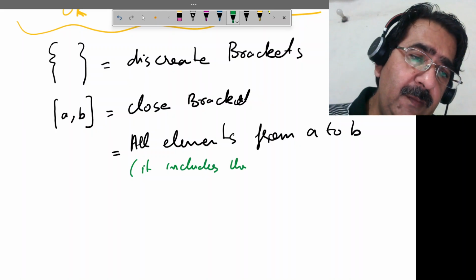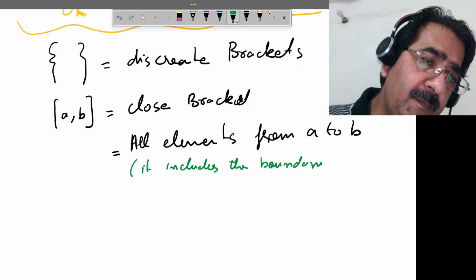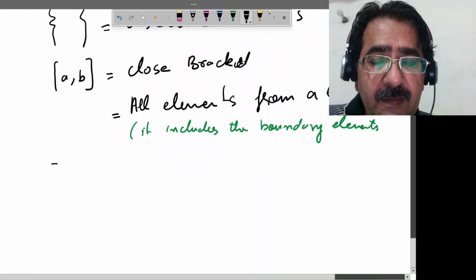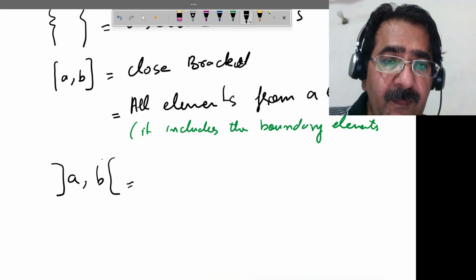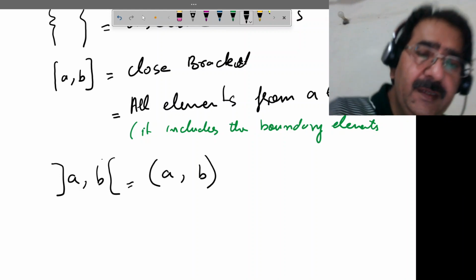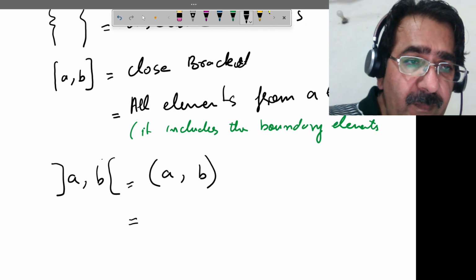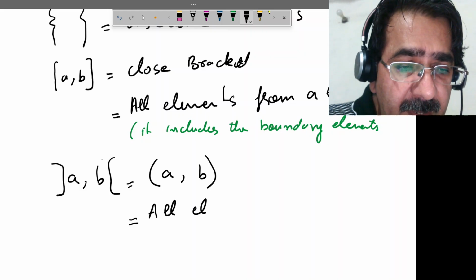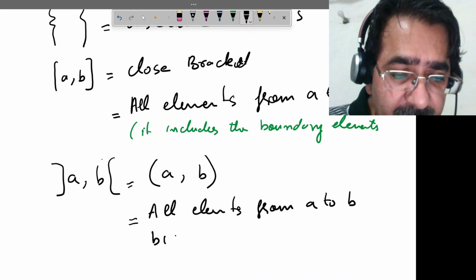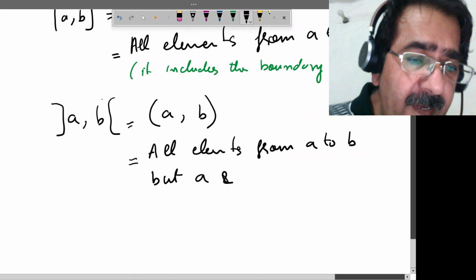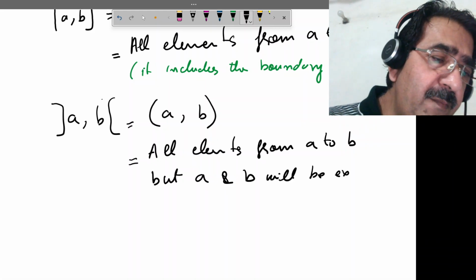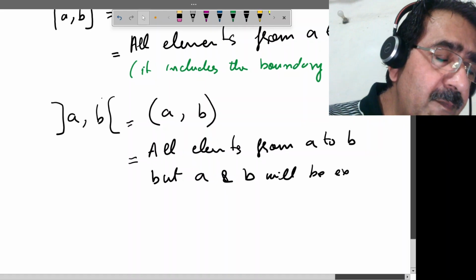It includes the boundary elements. But if there is an open bracket, this notation is also used for it. It means all elements from A to B, but A and B will be excluded.